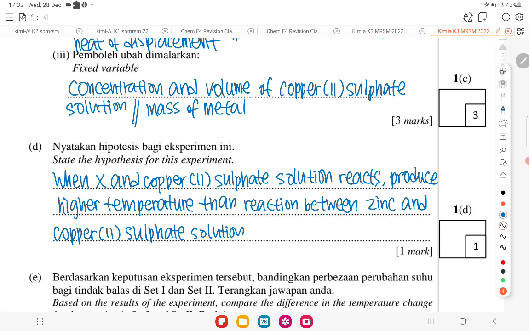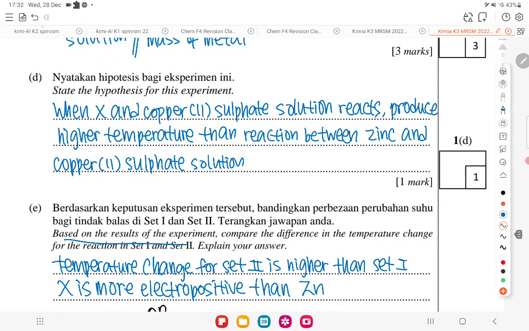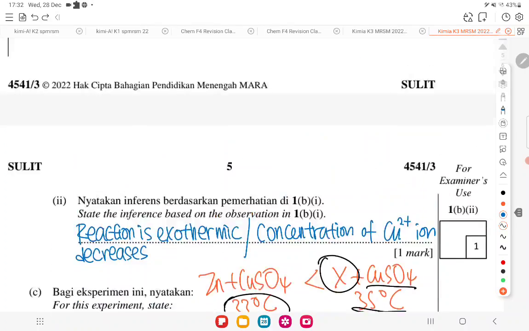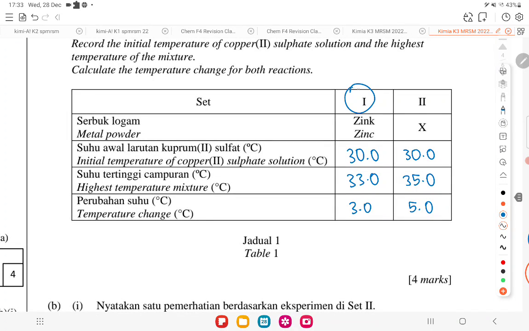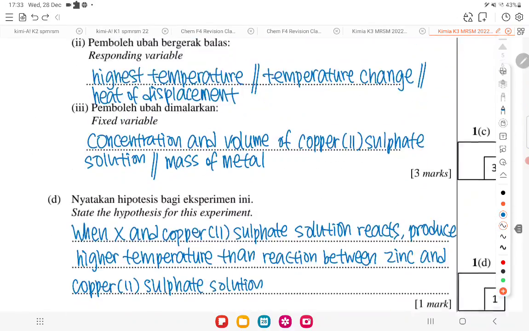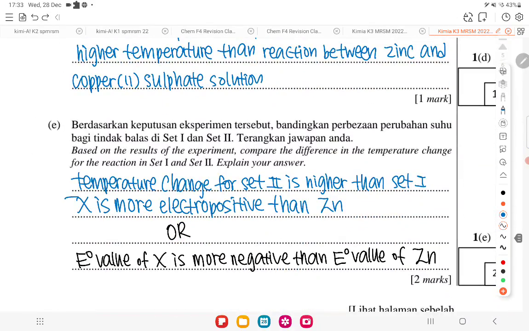Next one, based on the result, you need to compare the differences in the temperature. You must compare the temperature change and you need to explain. You have set 1 and set 2, so you need to compare the temperature change. Quite easy. Set 1, temperature change is 3 degrees Celsius. Set 2, temperature change is 5 degrees Celsius. So who has the higher temperature change? Set 2. You just need to mention that the temperature change for set 2 is higher than set 1.